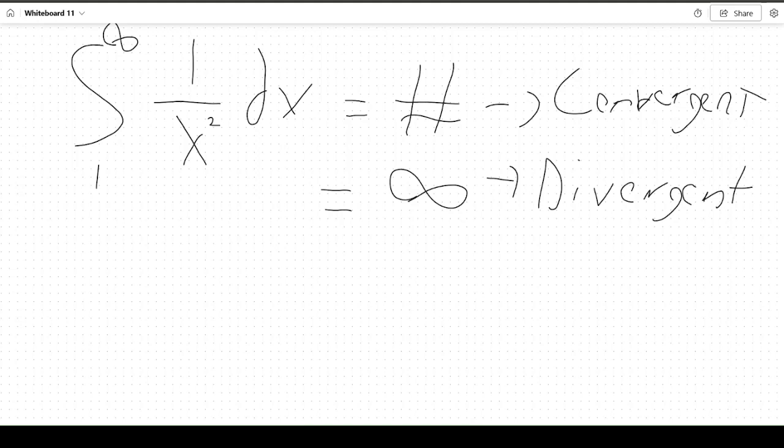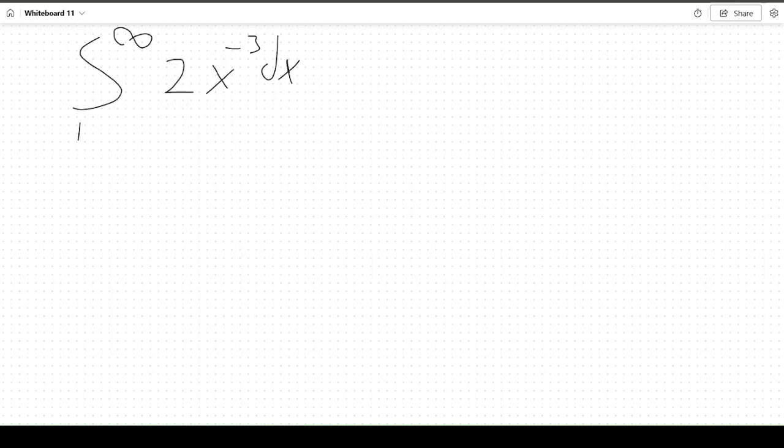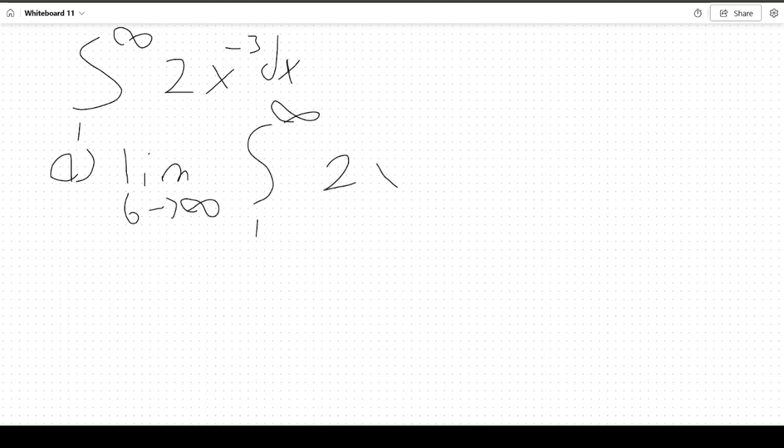So let me show you some examples. Here we have an example from 1 to infinity, 2x to the power negative 3. What we're going to do is get the limit of this. We're going to plug in b for infinity, so this will be much easier. So b is plugged in for infinity, from 1 to b, 2x to the power negative 3. And this is just simple integration from here on out.